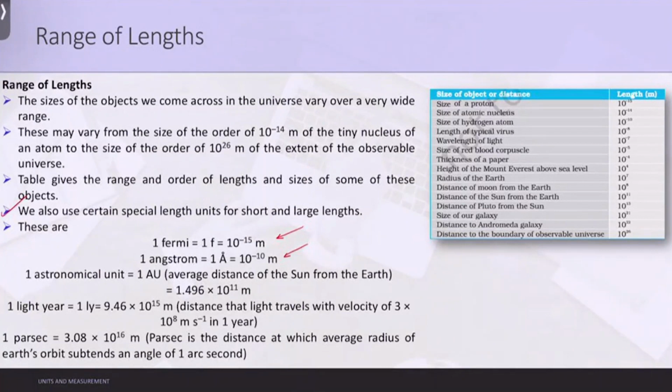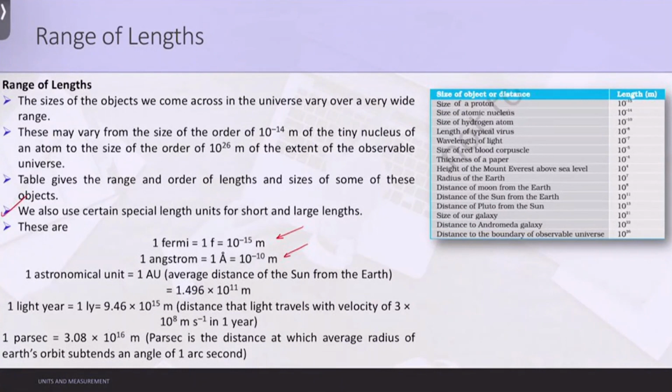Next thing is one light year. You may have heard of light years, quite evident in your surroundings. So generally for astronomical portions, or for finding out the distances between celestial objects, we use the distance in terms of light years. So what is one light year? One light year is basically 9.46 into 10 to the power 15 meters. The definition is also given to you on the screen. The definition of one light year is basically the distance that light travels with a velocity of 3 into 10 to the power 8 meter per second in 1 year.